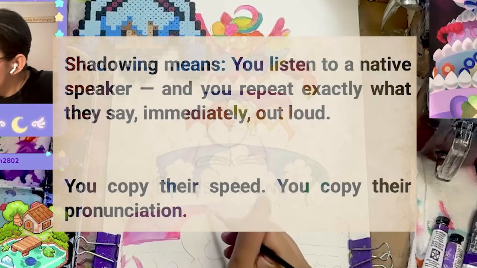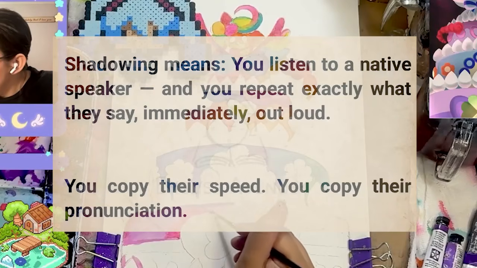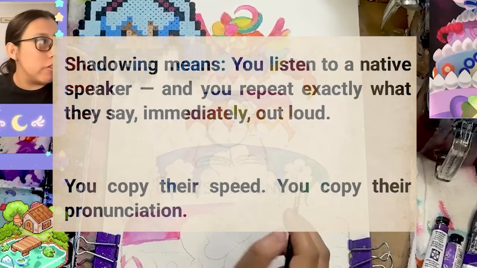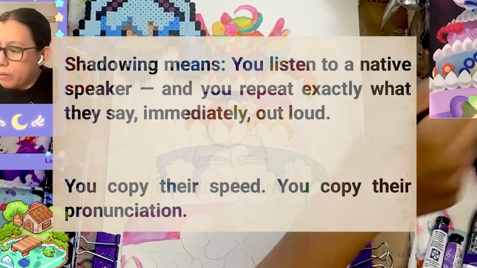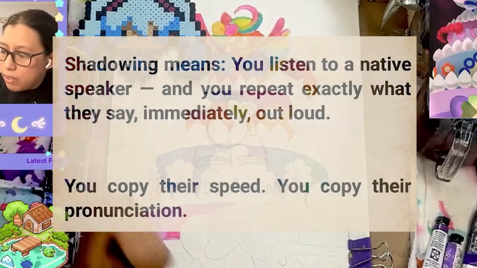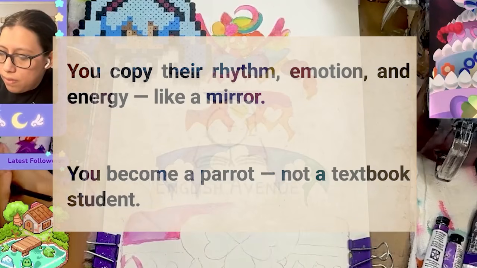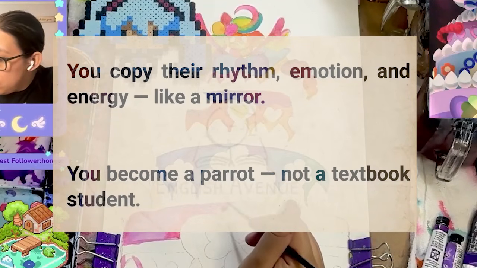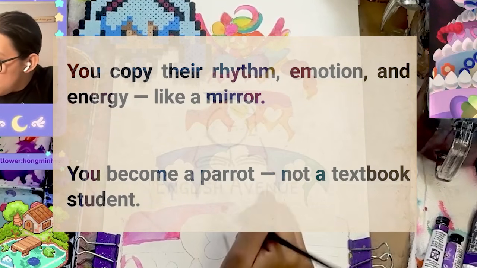Shadowing means you listen to a native speaker and you repeat exactly what they say immediately out loud. You copy their speed. You copy their pronunciation. You copy their rhythm, emotion, and energy, like a mirror.